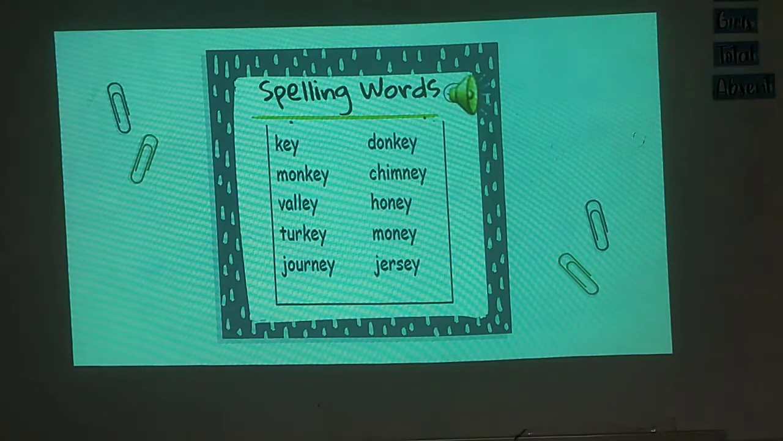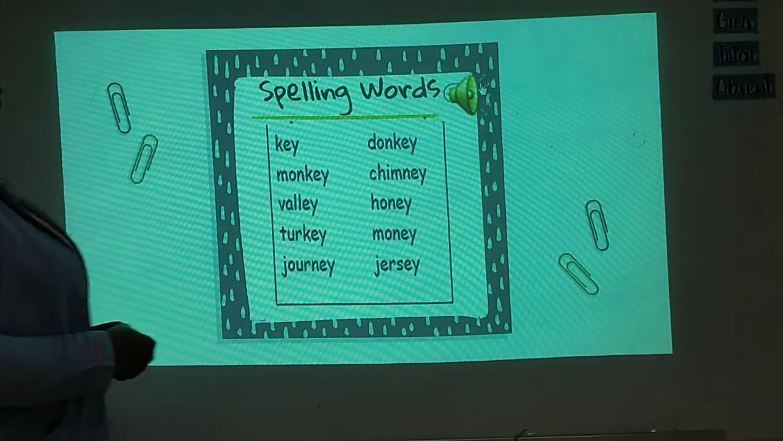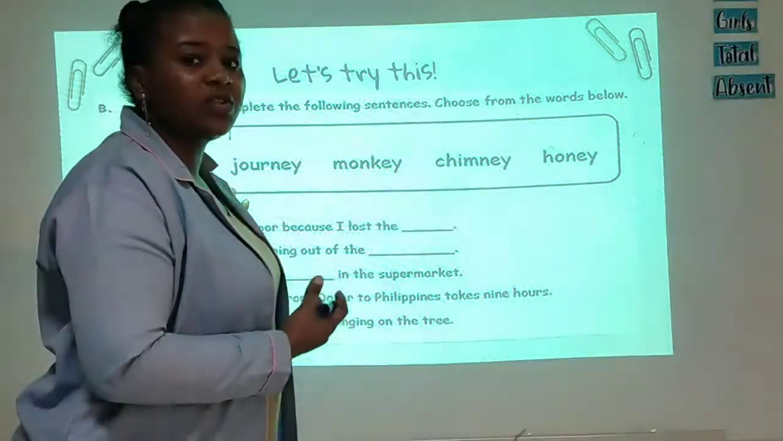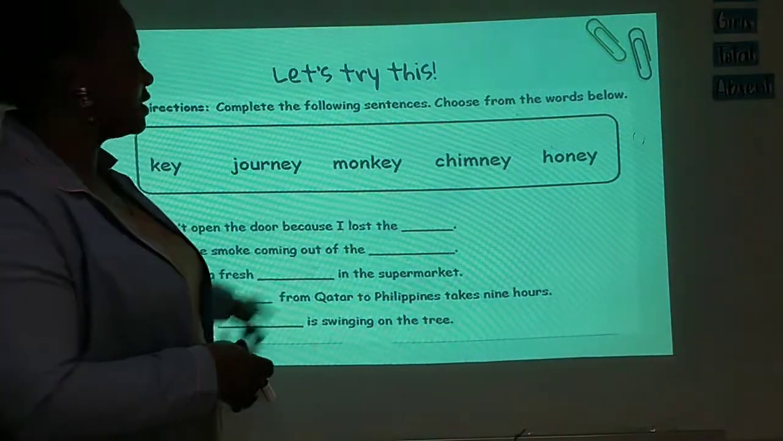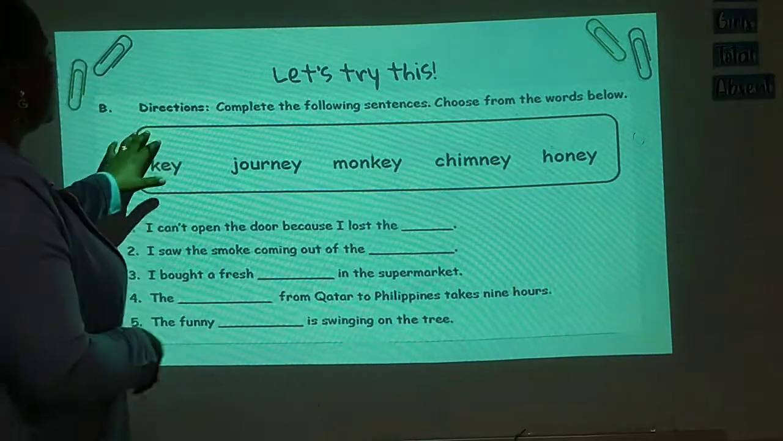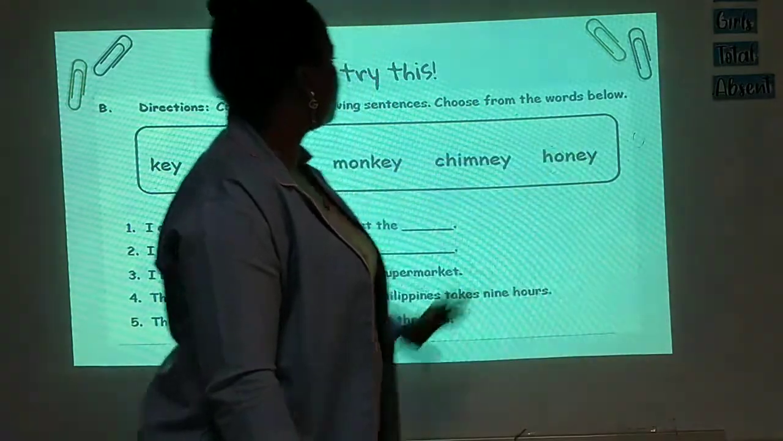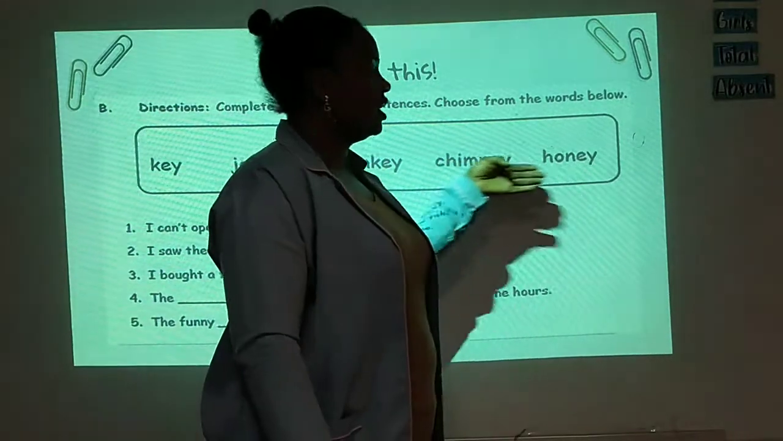Now let's look at the spelling words for today. We are going to listen to them now. Lane, turkey, journey, donkey, chimney, honey, money, jersey. You've heard the pronunciations of those words. We are going to look at it now and then fill in the blanks with the correct one. As they say here, complete the following sentences. Choose from the words below. So we have here key, journey, monkey, chimney, honey.